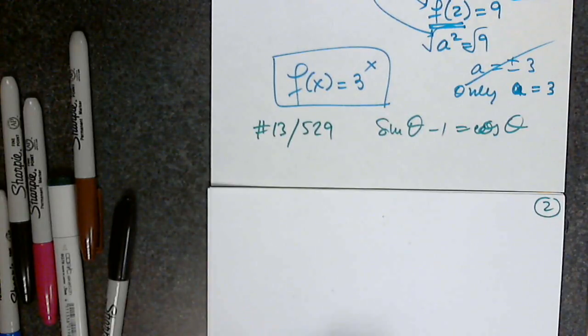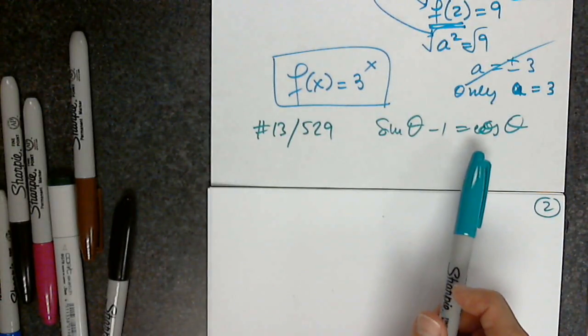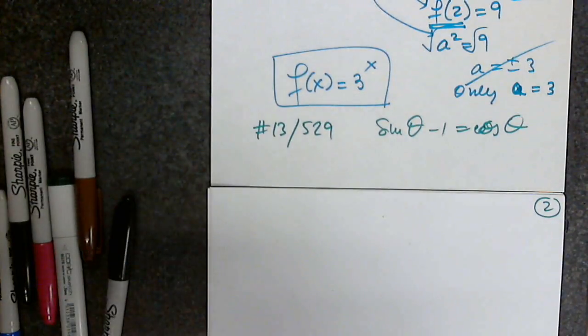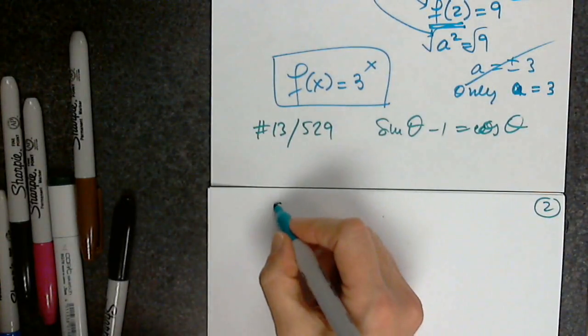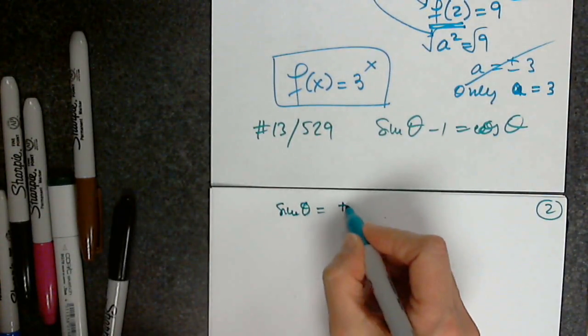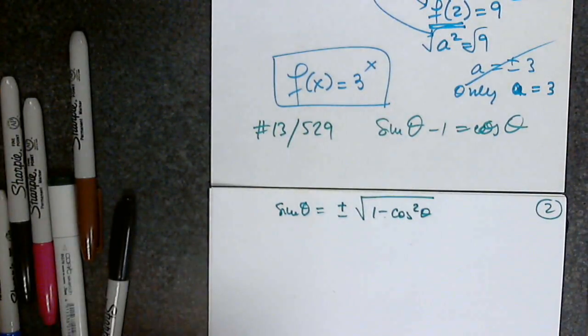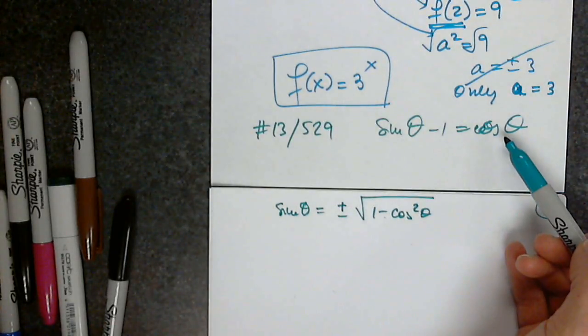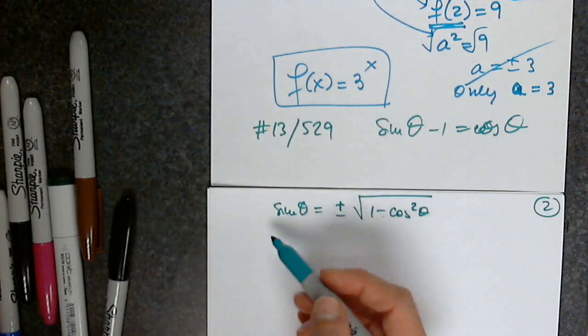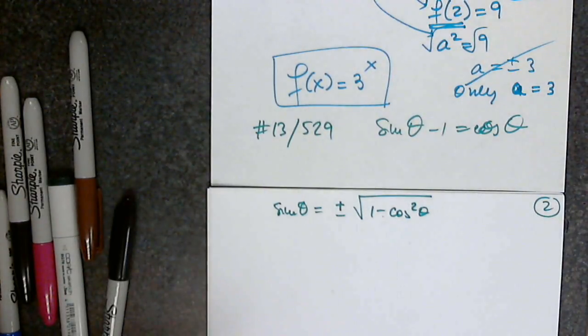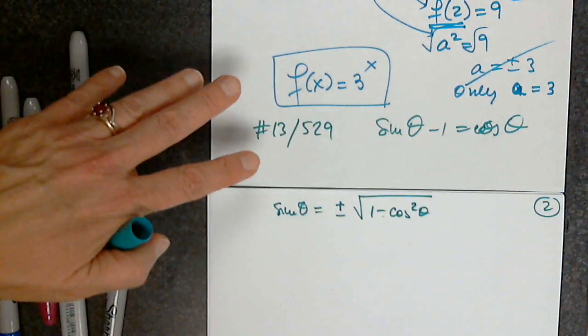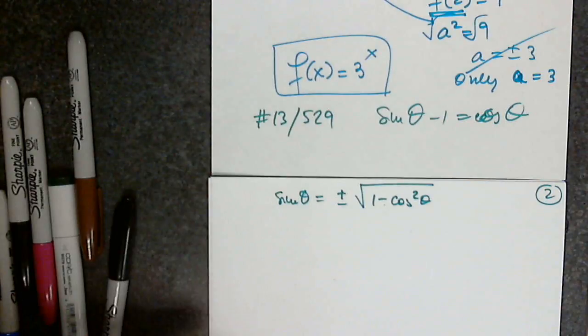If I try to change one into the other, it's not going to work. You don't have to write this, but sine theta equals plus or minus the square root of 1 minus cosine squared theta. I can't put plus or minus in an equation like this. If I try to replace cosine in terms of sine, I will get the same thing, but with plus or minus, which I cannot do. So my only chance here is to square both sides.